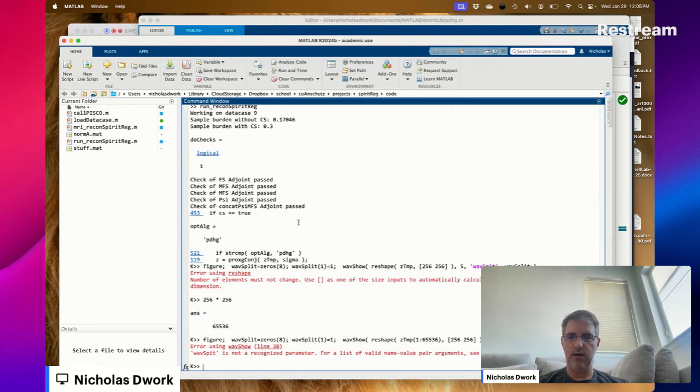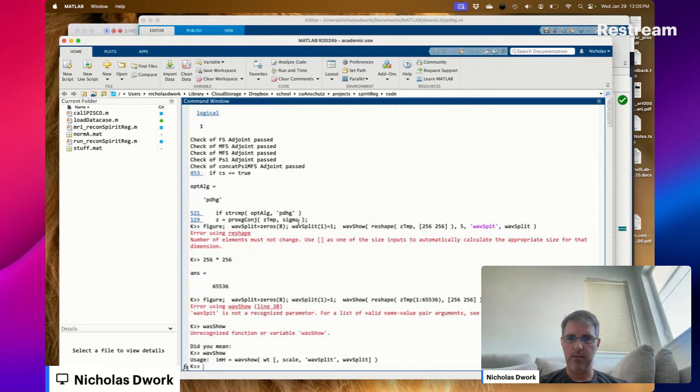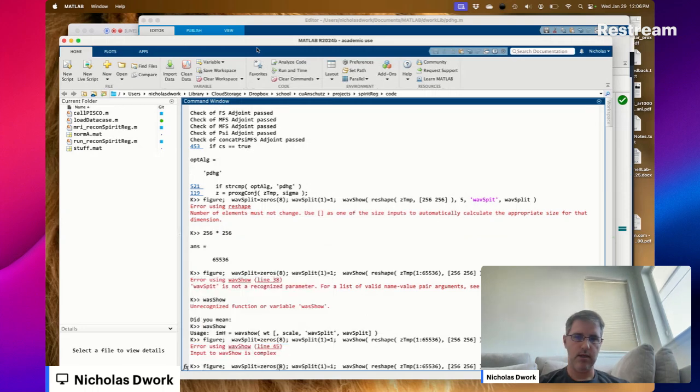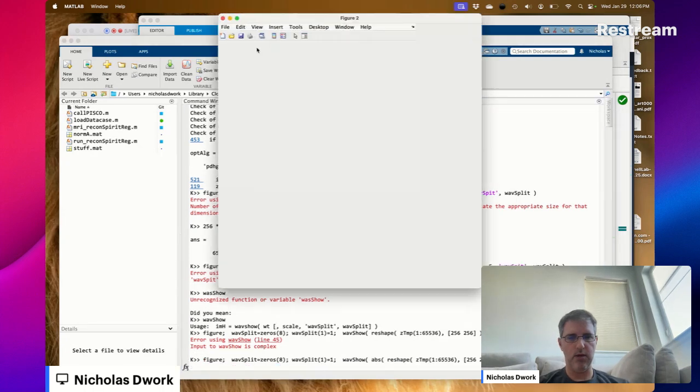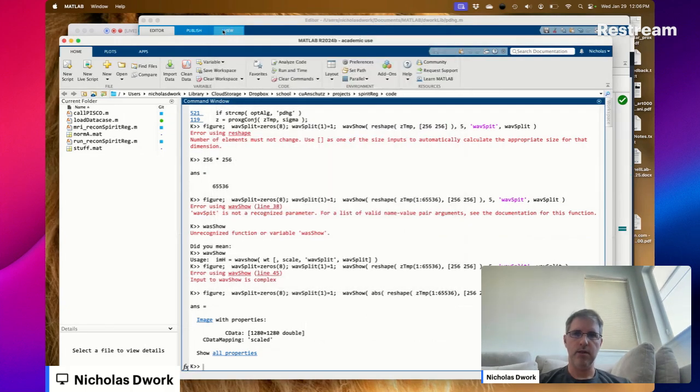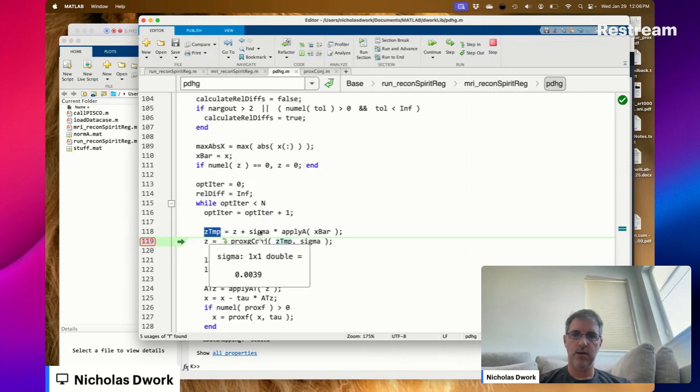Wave split is not a recognized parameter. Wave, can I just, is there a usage? Yes, I did mean that. Great. Wave split sure looks like a recognized parameter to me. Wave spit. It's probably not right, is it? Wave shows complex. Input to wave shows complex. Okay. This is indeed the wavelet transform, scaled.